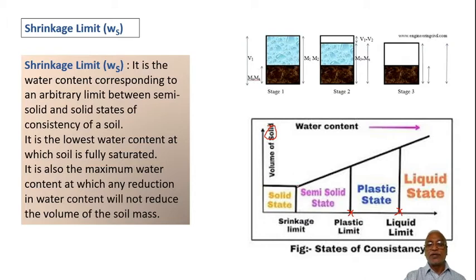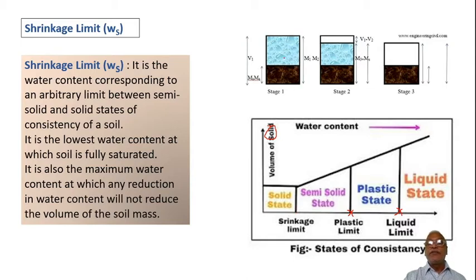Please note this particular point. Here the water content decreases, reaches a point. Correspondingly, the volume of the soil decreases, but at some point the volume does not decrease. That particular stage, whatever water content is there, will be known as the shrinkage limit, because the soil shrinks and then stops shrinking. That particular water content is known as shrinkage limit.